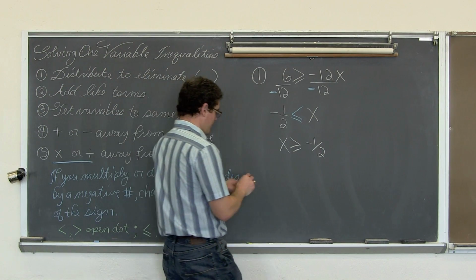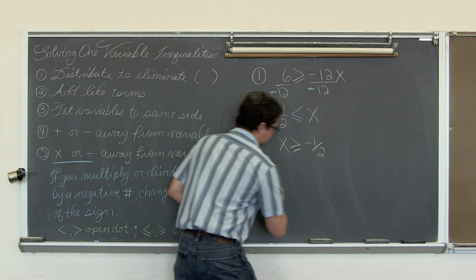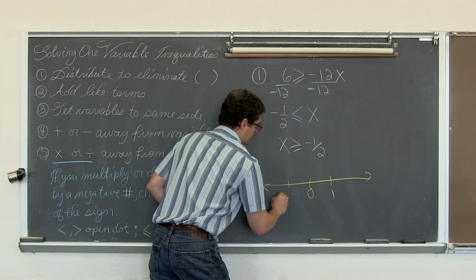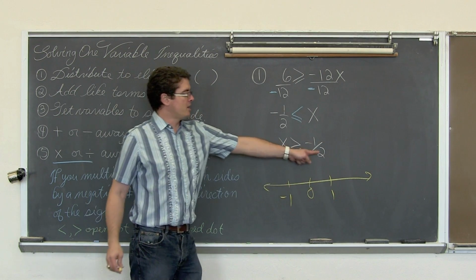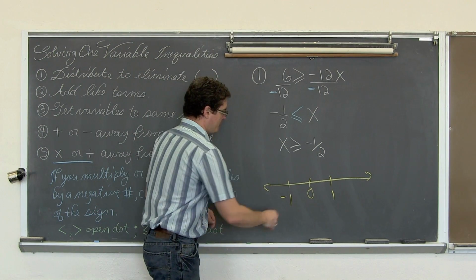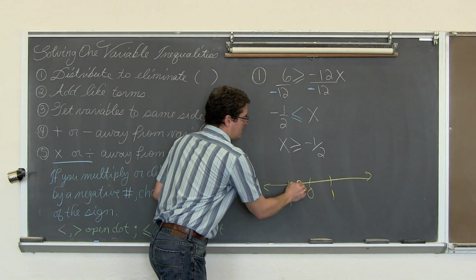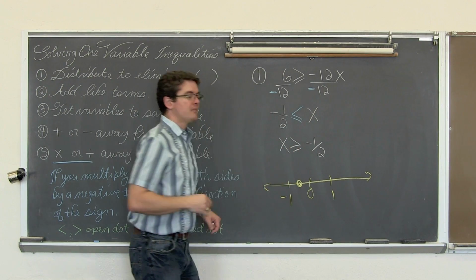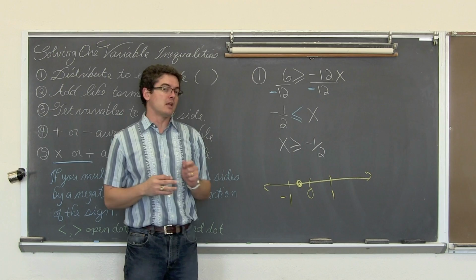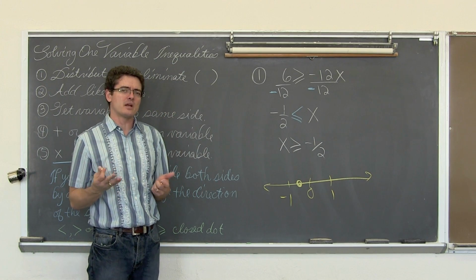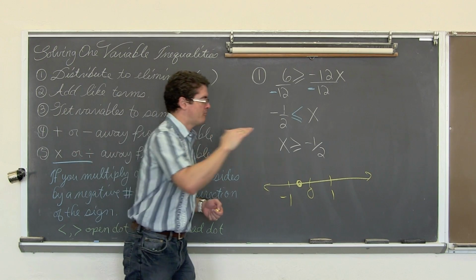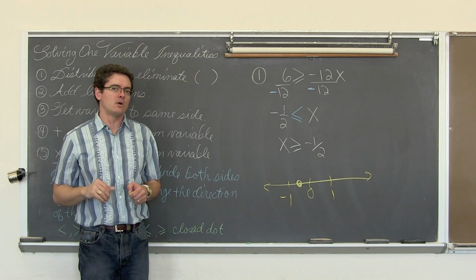Okay, well now when I graph this on the number line, we have 0, 1, and negative 1. Negative 1/2 is in between 0 and negative 1, halfway through there. So I'm going to put a closed dot because of the equal sign, and I'm going to shade. Now, if you keep the variable on the left-hand side, the inequality kind of points the direction as to where you shade. It's x is greater than, and it's sort of like an arrow pointing to the right. X is greater than or equal to negative 1/2.